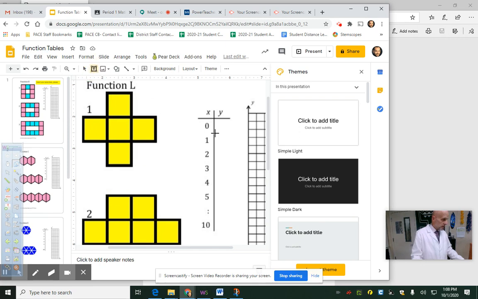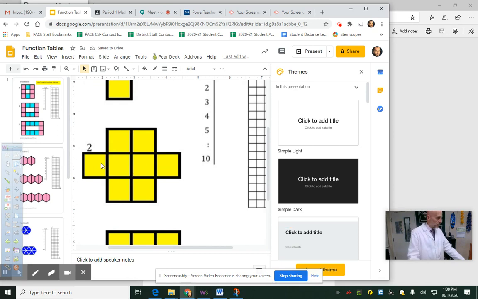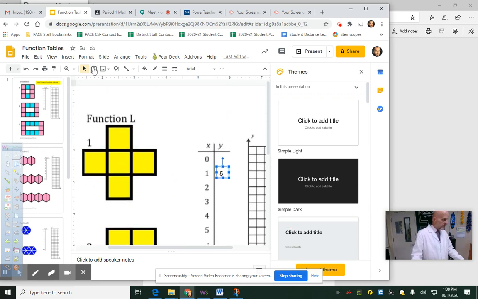So you grab a text box and you put a 5 right there. And try to get it kind of lined up. That'll make it a little bit easier for you, like this. And then picture 2 has 1, 2, 3, 4, 5, 6, 7, 8 squares. So I'll grab a text box and put an 8 there.